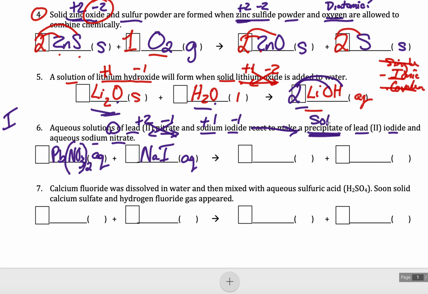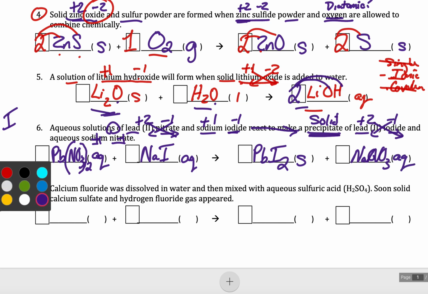Now, it's going to make a precipitate. Precipitates are solid, so (s) goes here. Of lead iodide: lead's still making +2. Iodine, we already looked up, is a -1. That's not 1-to-1, so I crisscross. Pb, and then I2. And aqueous sodium nitrate. Sodium's +1, nitrate's -1. That's a 1-to-1 ratio, so I can just write 1 sodium and 1 nitrate. And it's aqueous, so I put (aq).